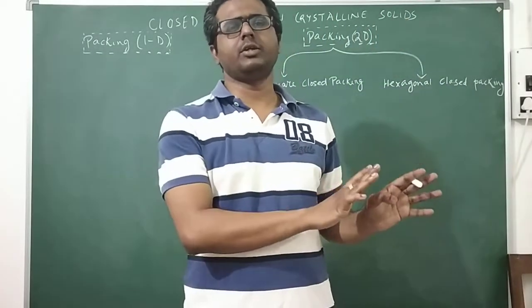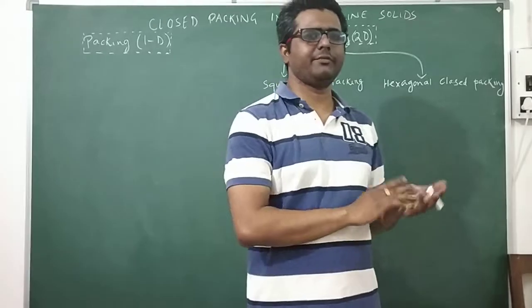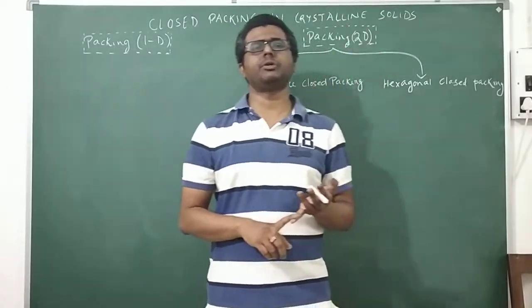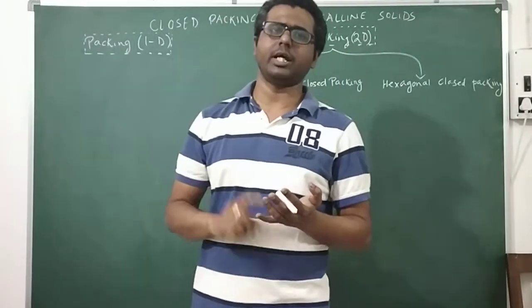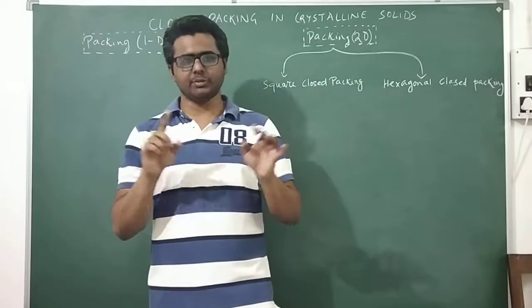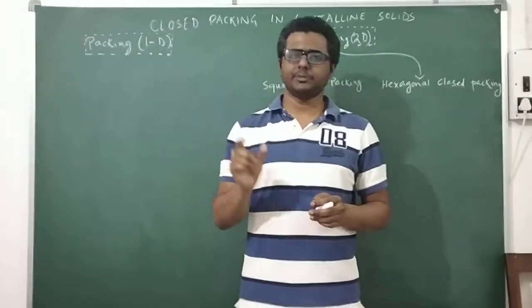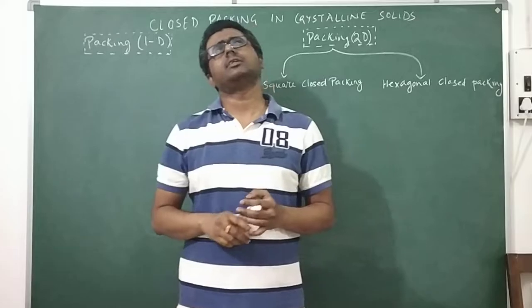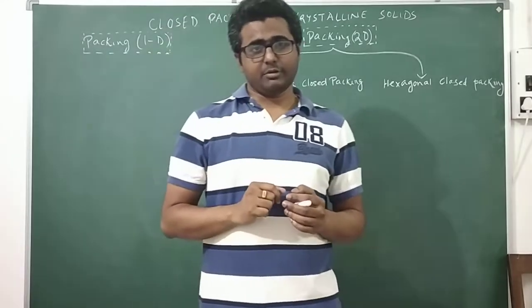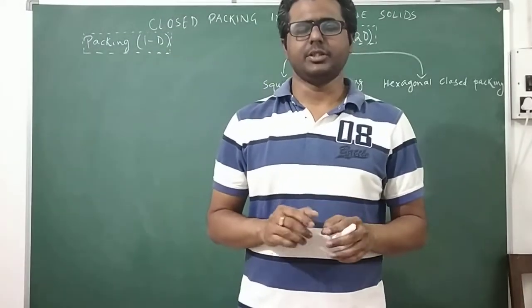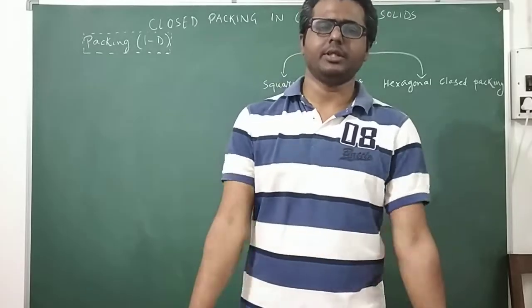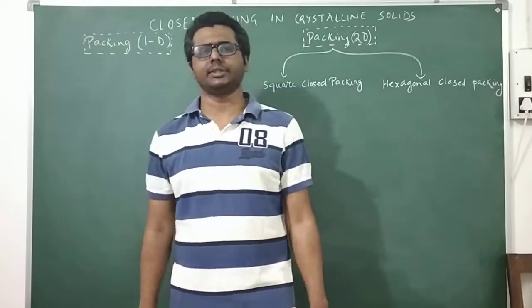So you have already known how to calculate the packing fraction, the relationship between R, that is radius of the atom, A, that is edge of the unit cell, and edge means side, okay, and your D, that is nearest neighbor. So all these things you have already calculated and the theory part is done.